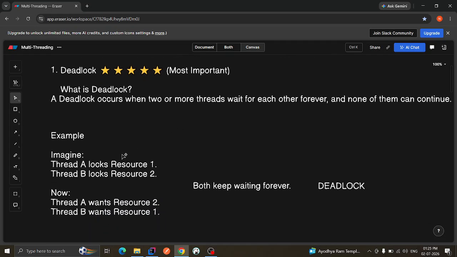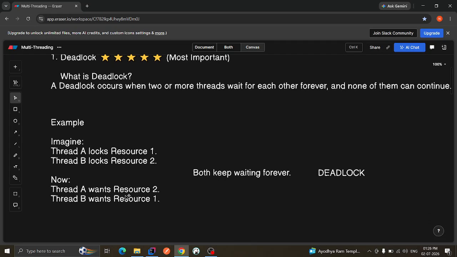There is a thread A which locks resource 1 and there is a thread B which locks resource 2. But in order to complete, thread A requires resource 2 and thread B requires resource 1. So thread A will be waiting for resource 2 and thread B will be waiting for resource 1. So they keep waiting forever and this situation we call deadlock. And the synchronized keyword is the main culprit for this deadlock situation, so you should use it very cautiously.